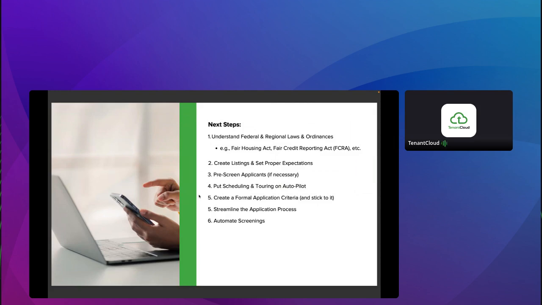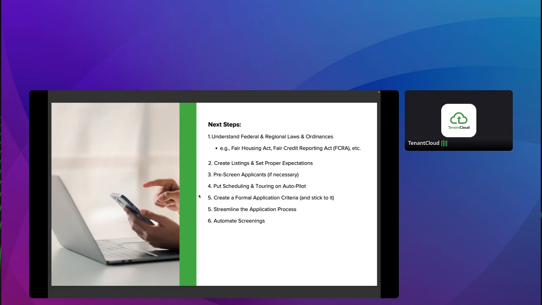Next steps for you as a property manager and a landlord. If you have not done these already, it is important to understand federal and regional laws and ordinances. Things like, on the federal level, the Fair Housing Act, the Fair Credit Reporting Act, and the like. There are other ones that are on state levels that you need to be familiar with. We don't have time to go through them. We are starting to write about some of those things on the Tenant Cloud blog. So if you haven't checked that lately, we do have a laws section which kind of expands on this a little bit, and we're starting to dig deeper into the state level stuff. But it's essential for you as a property manager or even a small landlord.